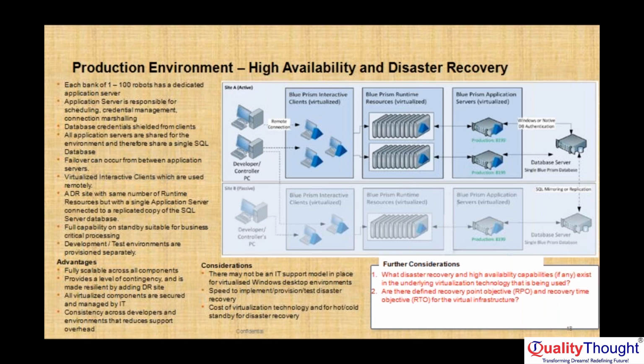This is the production environment. If you are working on a critical process automation, a critical RPA project, this is the scenario you have to propose to the client. This is how they have to set up the infrastructure. In a critical banking project, if you decide on RPA implementation, the client may ask, sir, do we really need this? It is a costly process, additional infrastructure.